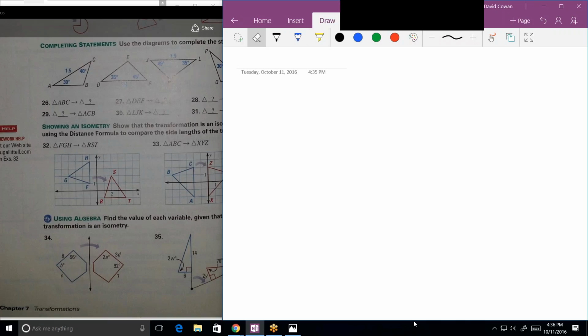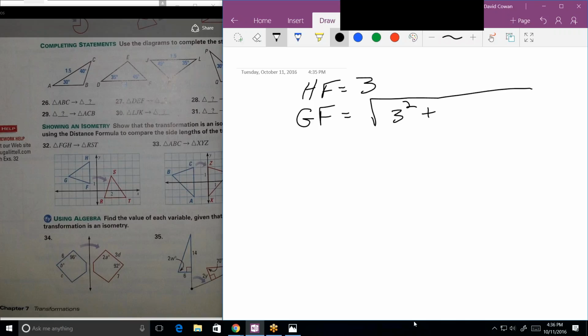So let's see. We figured out that HF was equal to 3. And now using the distance formula, let's figure out what GF is. What's the difference in the x coordinates? The difference in the x coordinates is 3, so it's 3 squared. What's the difference in the y coordinates? 1, so it's 1 squared. That's the square root of 10. That's the distance for GF.